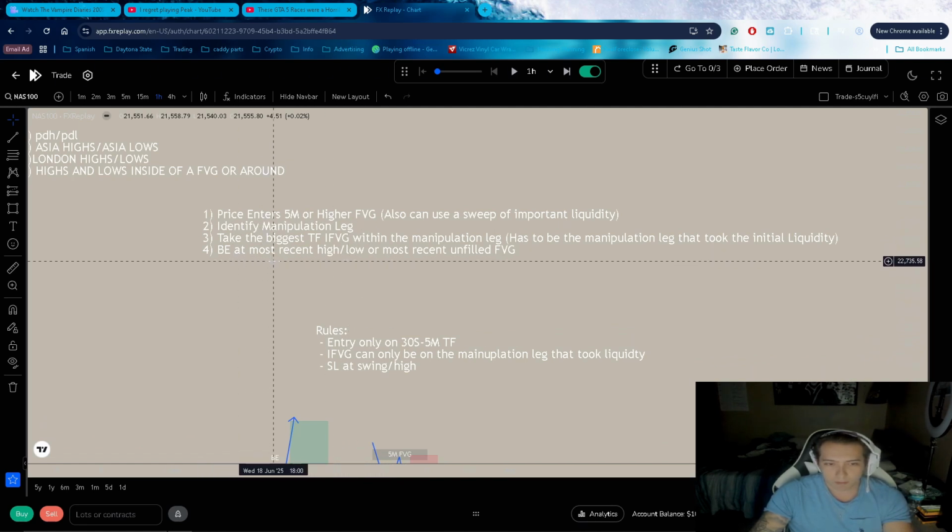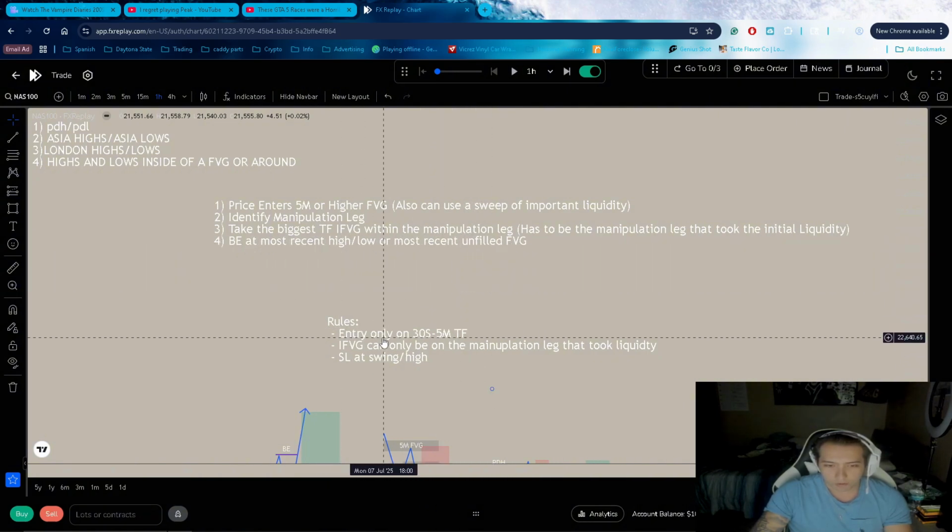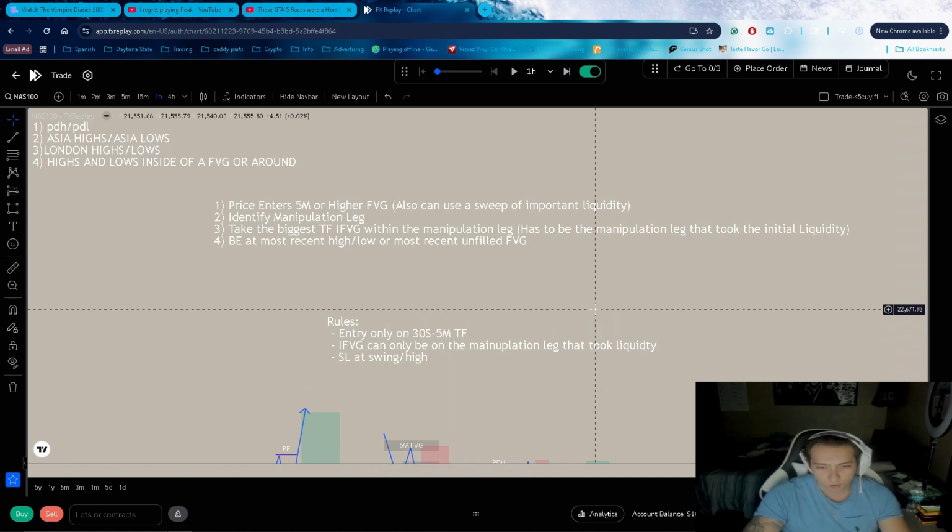Break even at the most recent high or low, or unfilled fair value gap. So the rules: you only take your entry from the 30-second to 5-minute time frame. So you only take 30-second to 5-minute inverse fair value gaps.